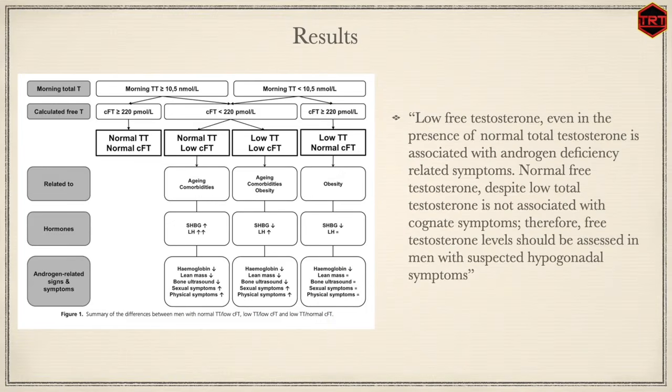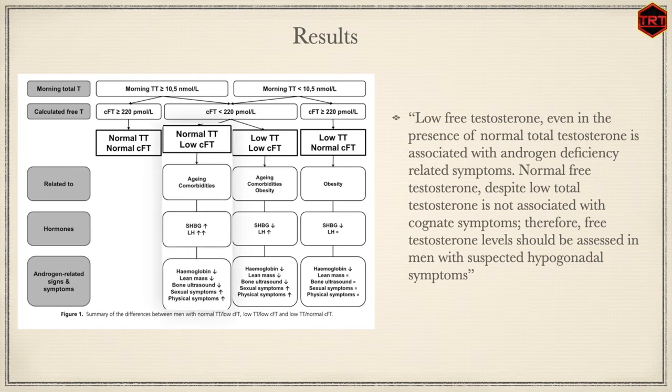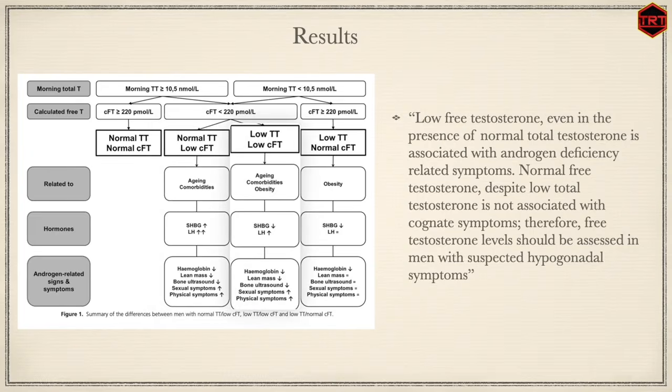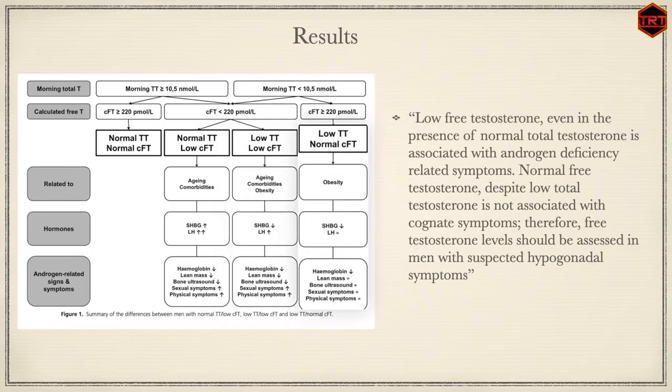Men with normal total testosterone and normal free testosterone were asymptomatic. Men with normal testosterone and low free testosterone had a decrease in hemoglobin, decrease in lean mass, decrease in bone density, and increased sexual and physical symptoms. Men with low total testosterone and low free testosterone also had a decrease in hemoglobin, decrease in bone density, decrease in lean mass, and an increase in sexual and physical symptoms. Men with low total testosterone but normal free testosterone had a decrease in hemoglobin, but no significant symptoms or change in lean mass or bone density.